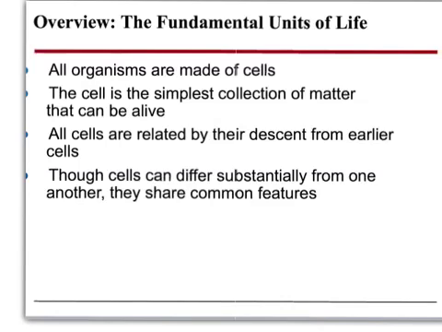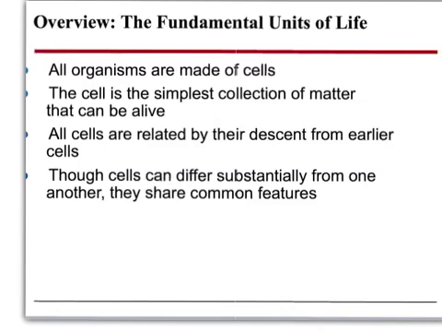Okay? What we know about cells is based in what we call the cell theory. And these are your tenets of the cell theory. All organisms are made up of cells. All living things are composed of cells. The cell is the smallest or basic functional unit of life, or the smallest thing that can be considered quote-unquote alive. All cells are related by their descent from earlier cells. All cells come from pre-existing cells. So at some point you can go all the way back.